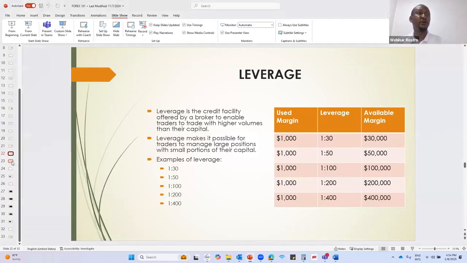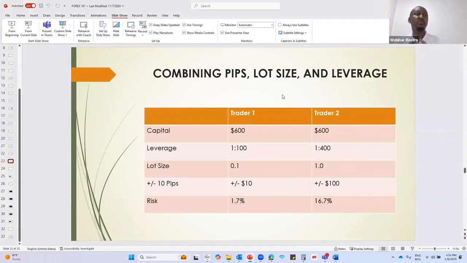Now, summing it all together, combining the concept of the pips, the lot size, and the leverage, I do this in a very simple table for you to understand, trader 1 and trader 2. Remember, capital is the same, $600 each. But now we start differing with the leverage. The first trader is using a leverage of 1:100. The second trader is using a leverage of 1:400. The first trader can use a maximum lot size of maybe 0.1 because he has a smaller leverage. This one can use maybe 1.0 because he has a bigger leverage.